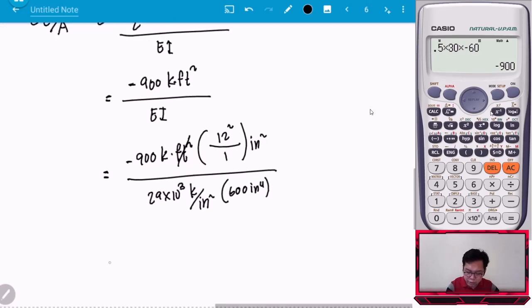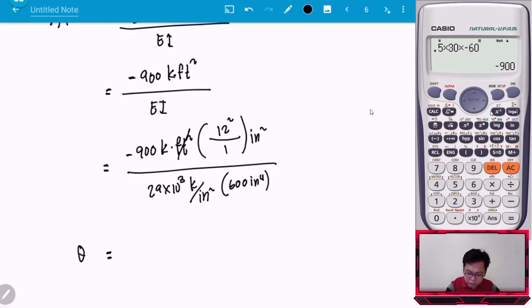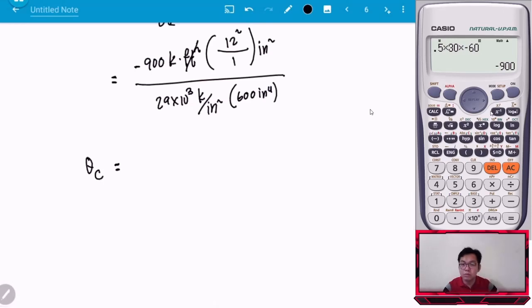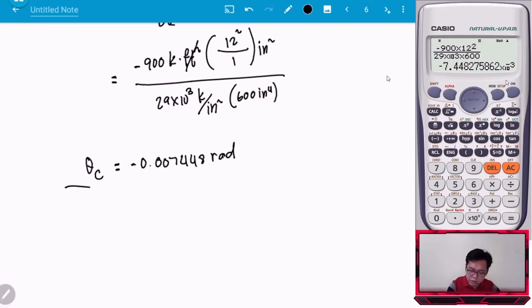Okay? So, we have our value for the slope at C. So, let's check it here. That's negative 900 multiplied by 12 squared over 29 times 10 to the 3 times 600. Okay, so our answer is negative 0.007448 radians. Okay? So, I hope we're okay with that, ha? So, it's fairly easy, no?